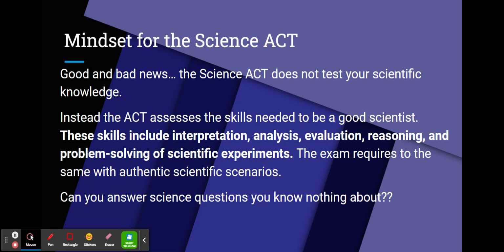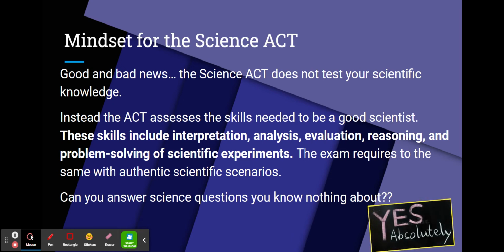So, can you answer science questions you know nothing about? Maybe you've never taken astronomy or physics. Could you answer a question based in astronomy? Well, yes, absolutely. And that's one of the reasons why we're doing this, to help you feel better prepared, to know what to expect, and some tips on taking the science portion of the ACT.